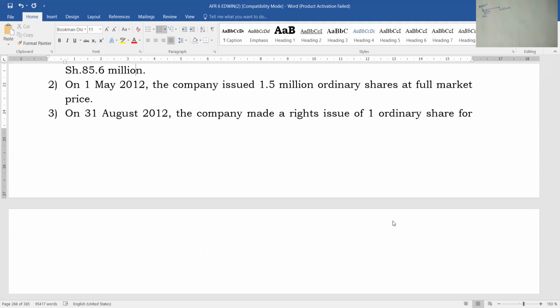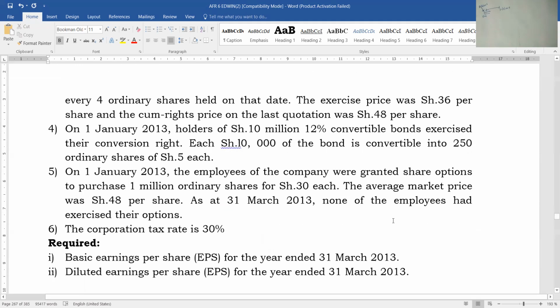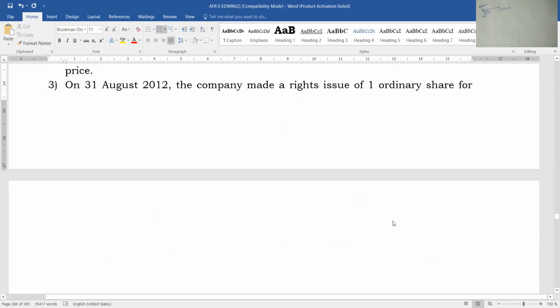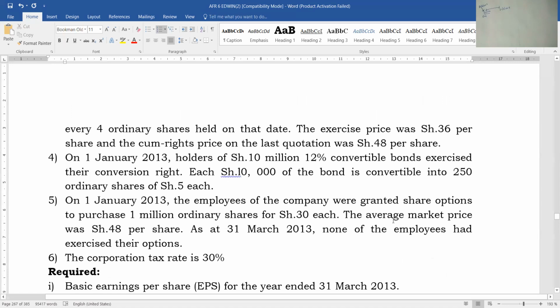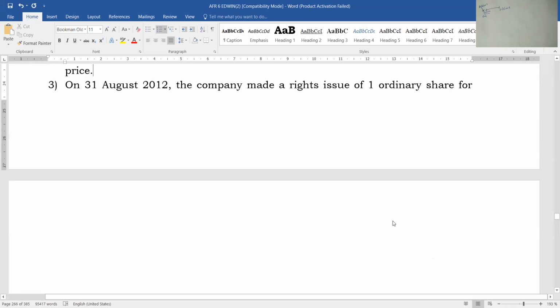Note 3 says that on 31st August 2012, the company made a rights issue of 1 ordinary share for every 4 ordinary shares held on that date. The exercise price was 26 per share, and the cum-rights price on the last quotation was 48 per share. So this implies that on that date, they made a rights issue.